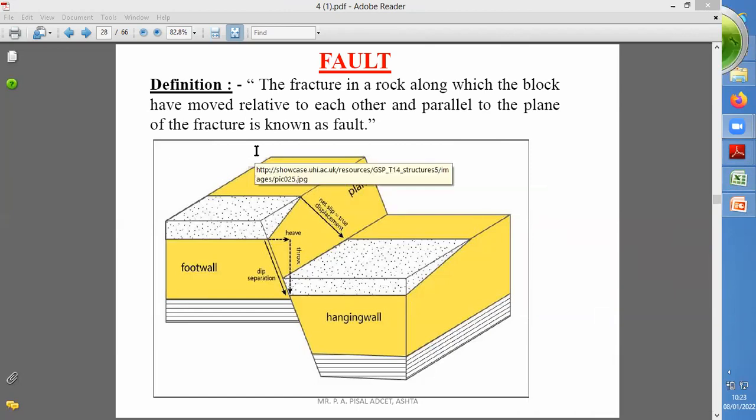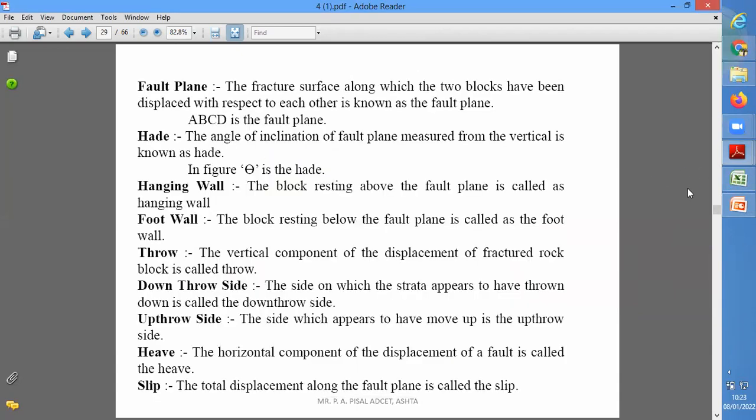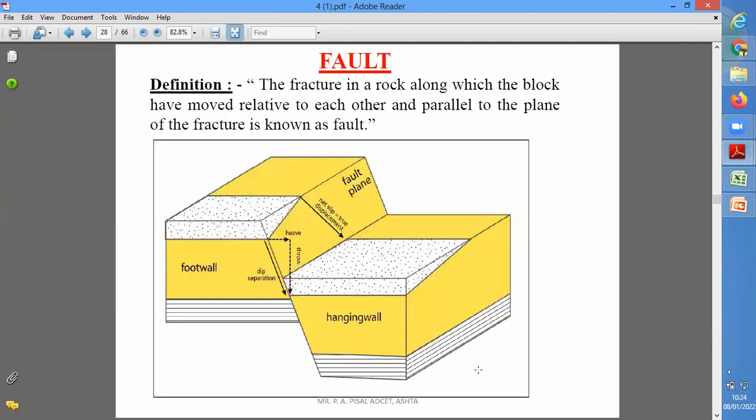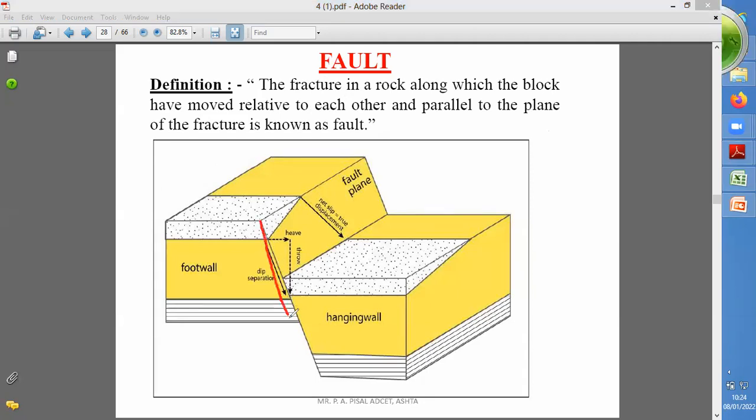Now, in the fault, the first term is the fault plane. Okay, fault plane. Fault plane means the fracture surface along which the two blocks have displaced with respect to each other, that fracture plane or fracture side is considered as a fault plane. Okay, so here I have shown you the fault plane. Okay, so this side means this side where the blocks are moved relative to each other.